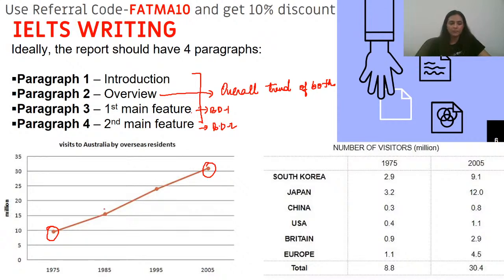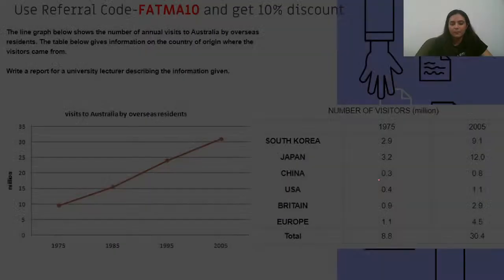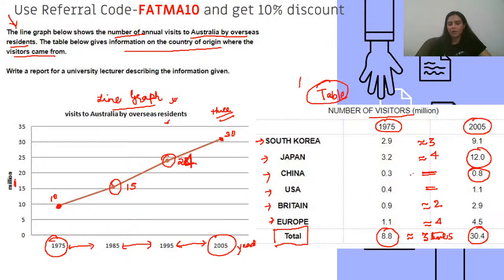Like I told you, if I talk about the line graph, I have to mention this, I have to mention that, what's happening at every level. So I'll give all the detailed information of the line graph in the first body paragraph, and then I will talk about the individual trends that I told you: how much South Korea jumped, what happened in Japan, China, USA, Britain, Europe. So maybe I can club a few of them together. For example, I felt that China and USA had a fairly minor change, so I put them together.